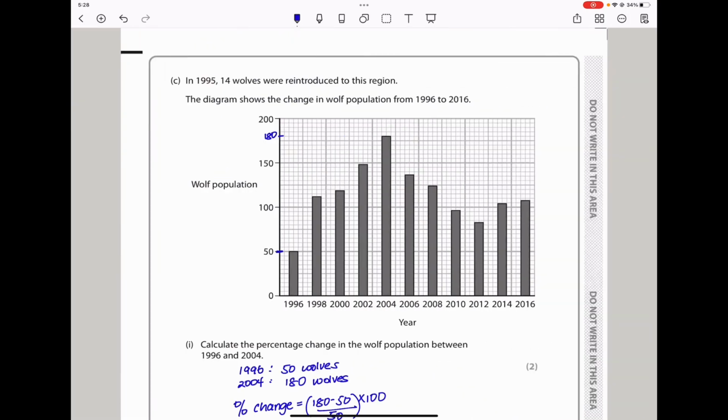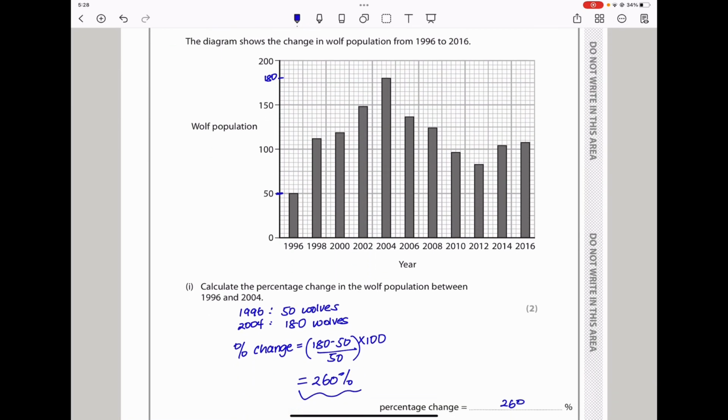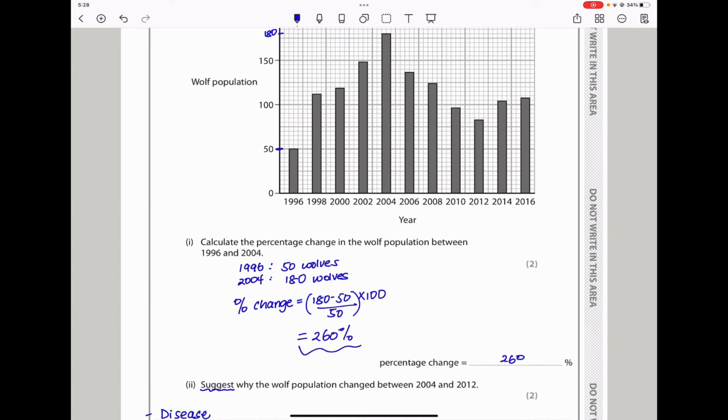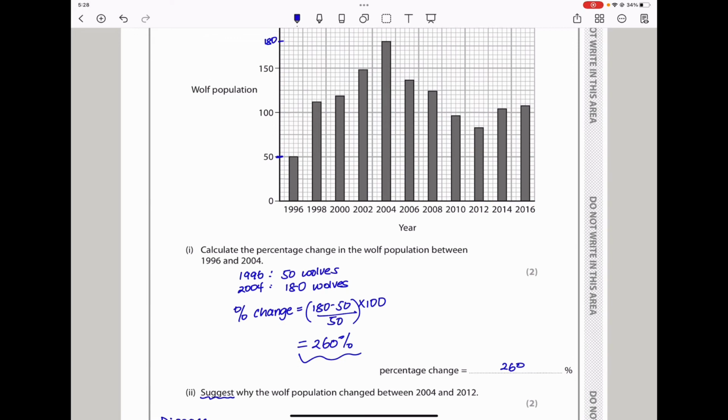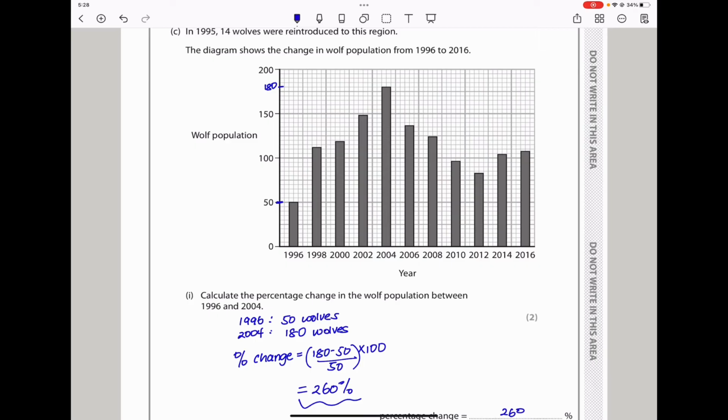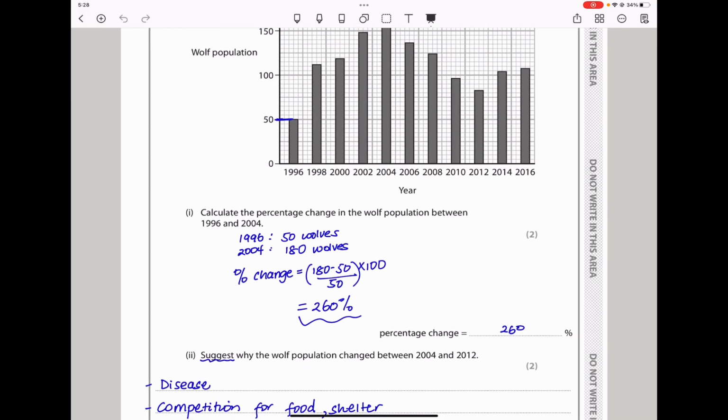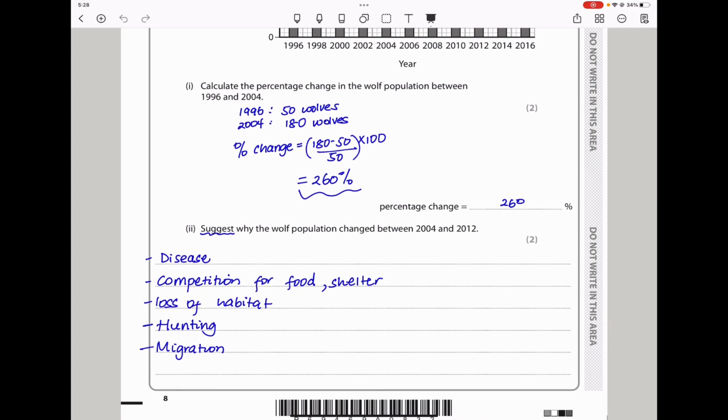Let us move on. Here they say, in 1995, 14 wolves were reintroduced in this region. The diagram shows the change in wolf population from 1996 to 2016. So they ask, calculate the percentage change in the wolf population between 1996 and 2004. In 1996, we can see it was 50, and in 2004, it was 180. So the percentage change is the change that has occurred divided by the original value times 100. So 180 minus 50, divided by 50, times 100 gives us 260. So the percentage change is 260%.